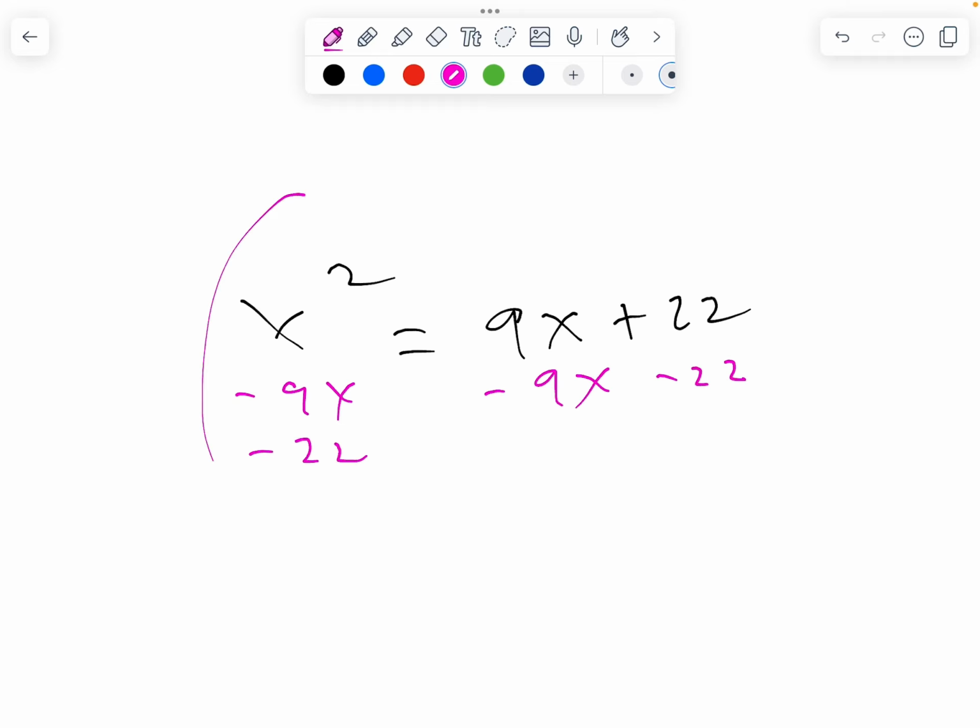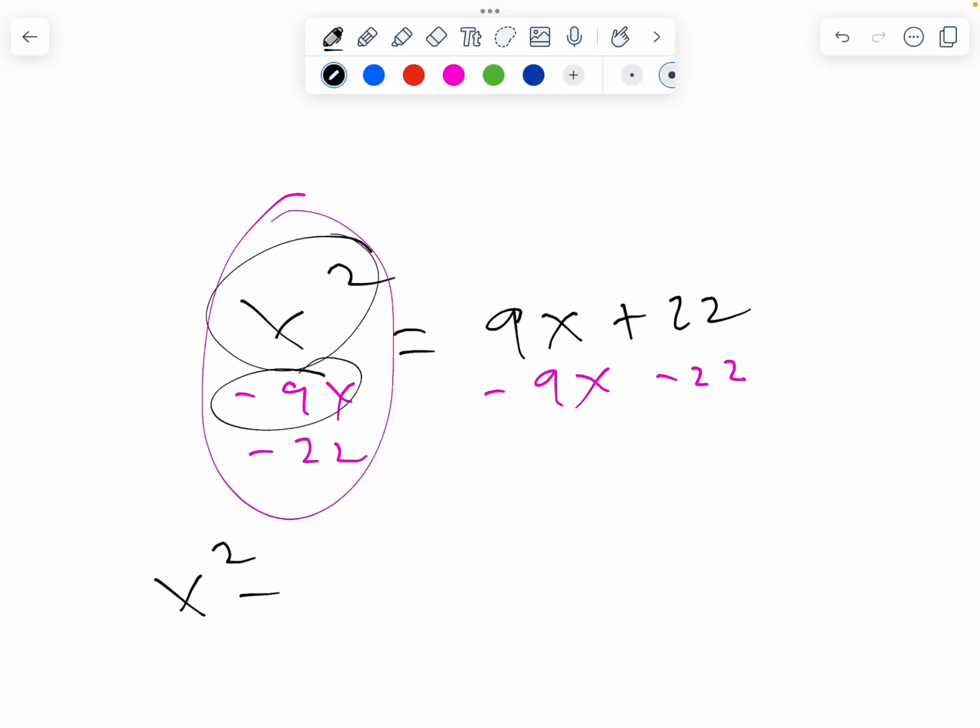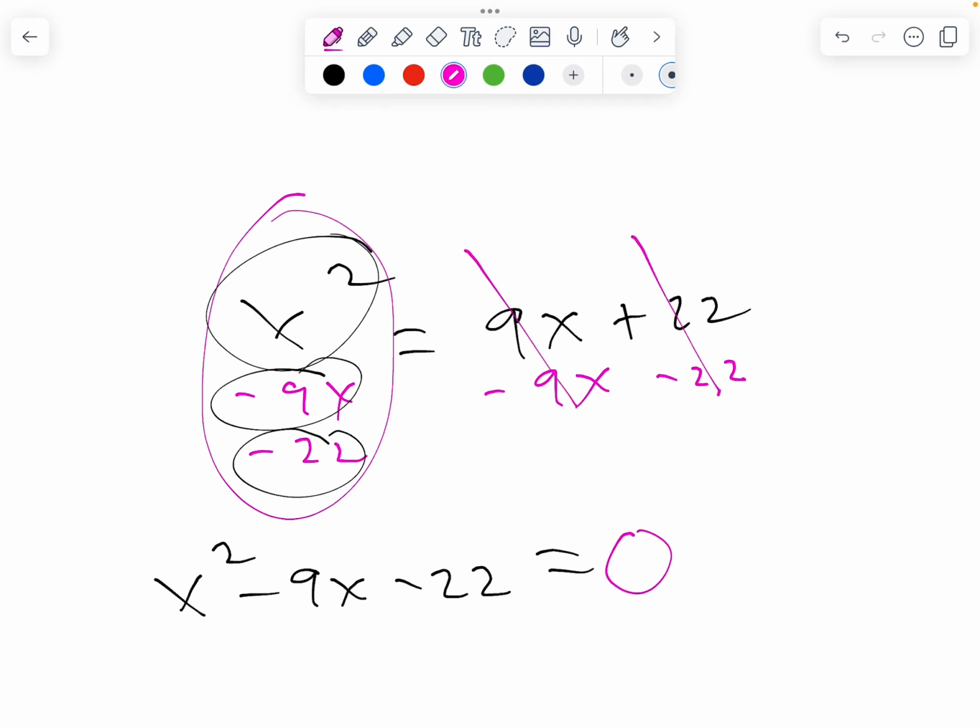Okay, now none of these mix together, so I'm just going to write them all out in a list. We got x squared, that's that one. We have negative 9x, which is this one, and you have negative 22, that's this one. And on the other side of the equals, the 9x and the 22 cancel out, and that's the 0 that you want.